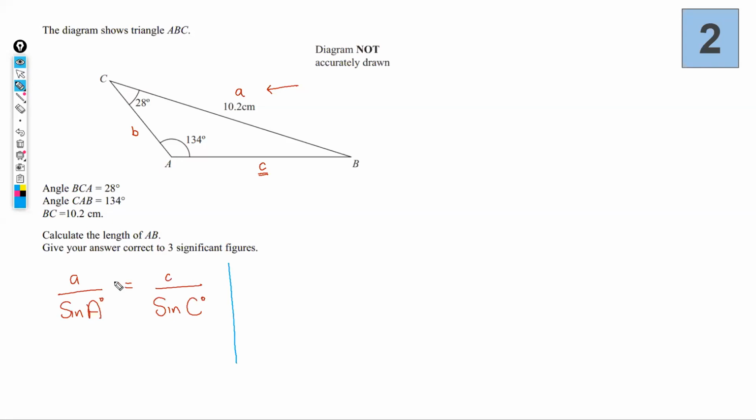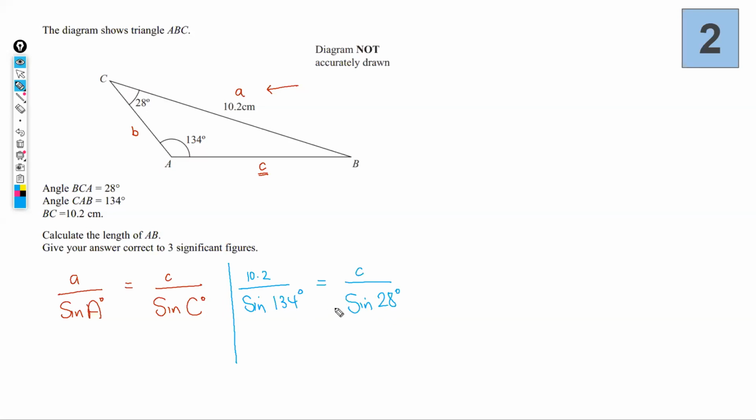So I have a little space here. Common A is 10.2 divided by sine A, which is 134 degrees, is equal to common C. We're trying to find common C, but we know capital C is 28. Right?